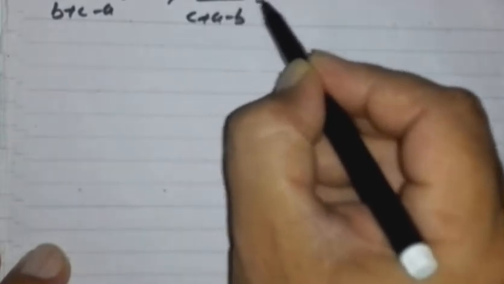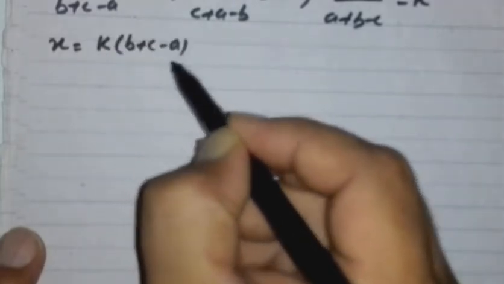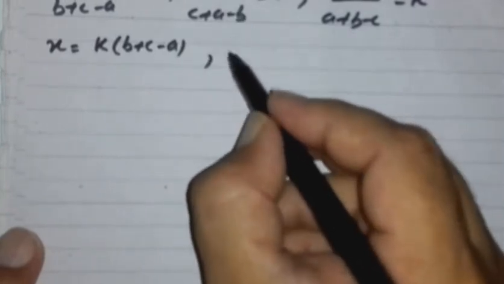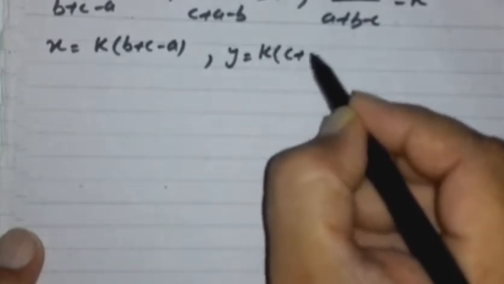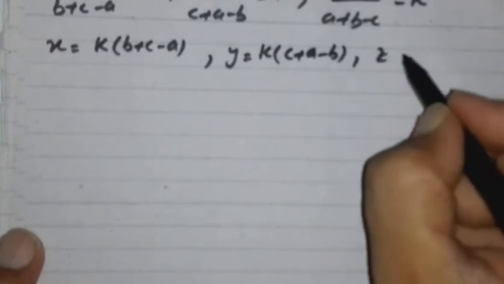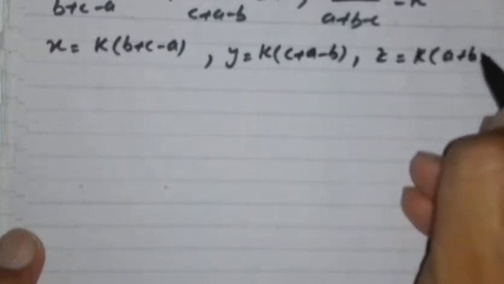Solution, let this be equal to k. So take every one individually equal to k. So we can write x/(b + c − a) = k, y/(c + a − b) = k, and z/(a + b − c) = k. Further we can write it as x = k(b + c − a), y = k(c + a − b), and z = k(a + b − c).